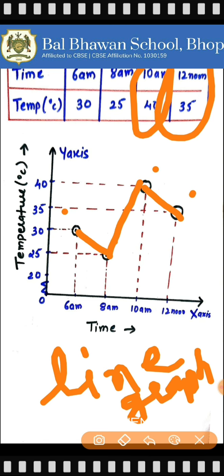I hope this is clear, children. Again we will repeat what a line graph is. A line graph is a graph that displays data that changes continuously over a period of time. So the line graph is the best way to show this kind of data visually, right? I hope you got the concept of line graph.